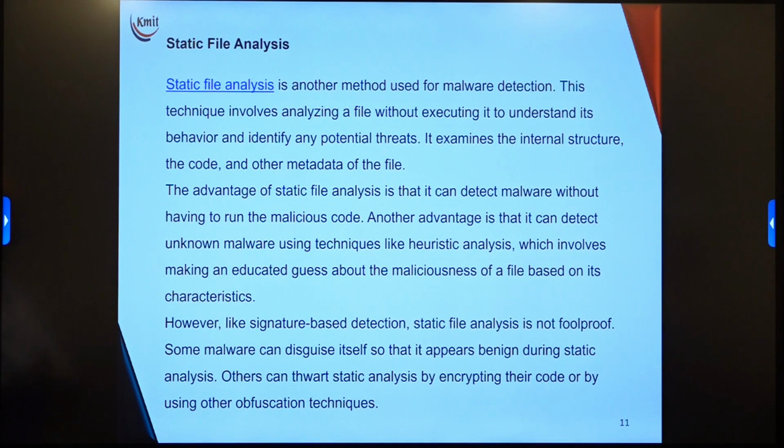Another advantage is that it can detect unknown malware using a technique like heuristic analysis, which involves making an educated guess about the maliciousness of a file based upon its characteristics. However, like signature based detection, static file analysis is also not a foolproof method. Some malware can disguise itself so that it can appear benign during a static analysis. Others can thwart static analysis by encrypting their code or by using another obfuscation technique.